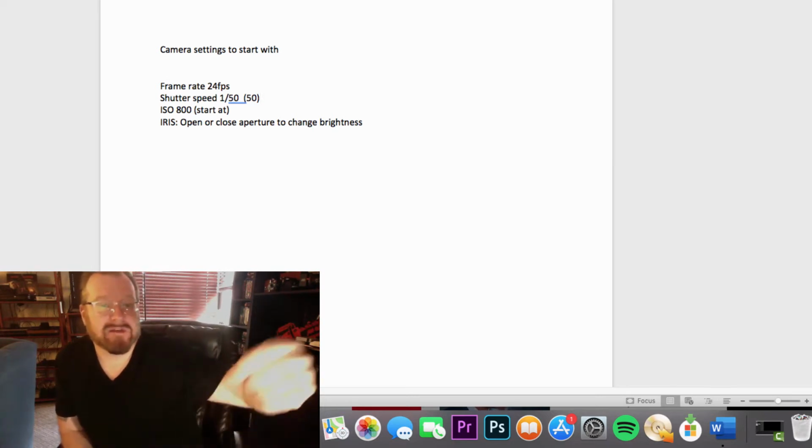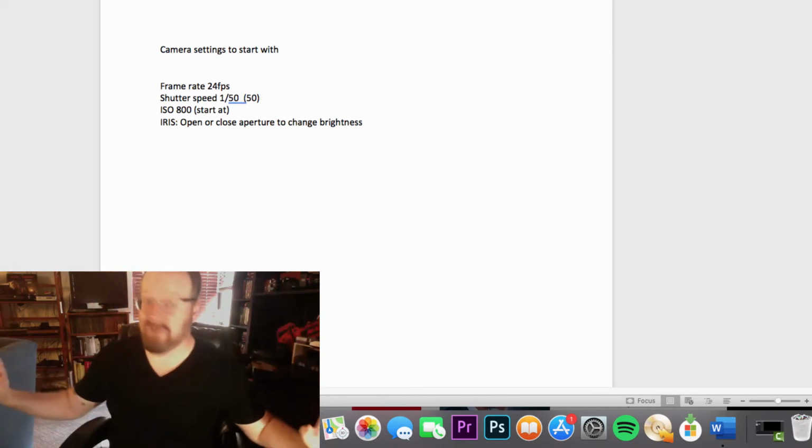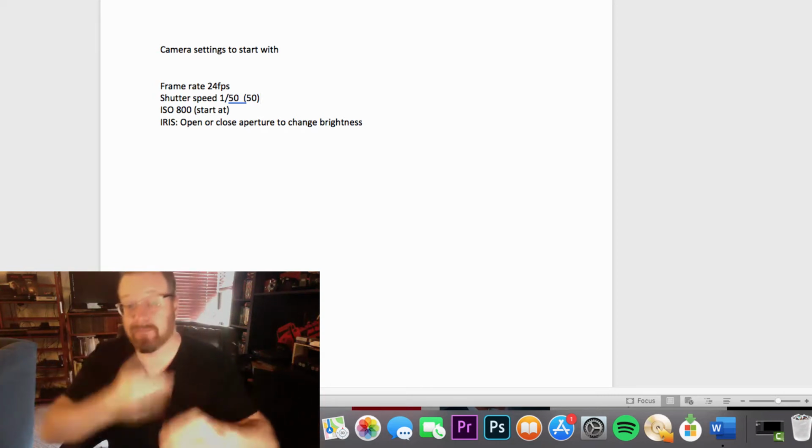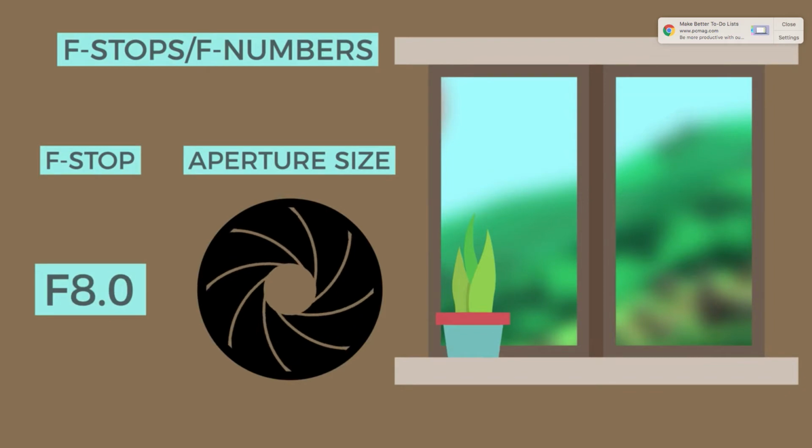If you keep it to this, 24 frames a second, 1/50th shutter, start with ISO 800 unless you really don't have any light, and then you can boost that up. And then the iris is really the one you're going to be working with the most.